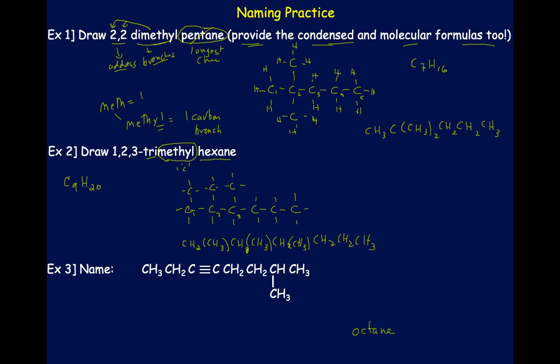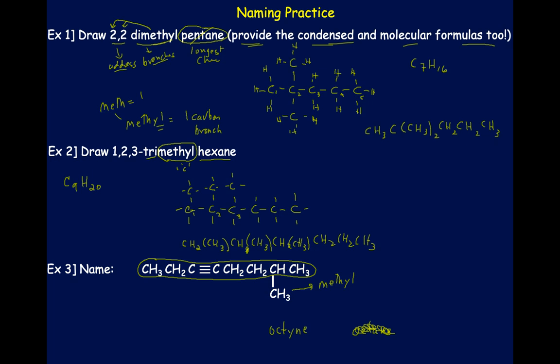Now, what I've done right now is I've named the longest carbon chain. And I do have a branch. And this branch is a 1 carbon branch. So we're going to call that meth is for 1 carbon. Branch means YL. So that's a methyl. Okay. Now, I do have a triple bond in here too. So I'm going to have to change the name of this to not octane, but octine.